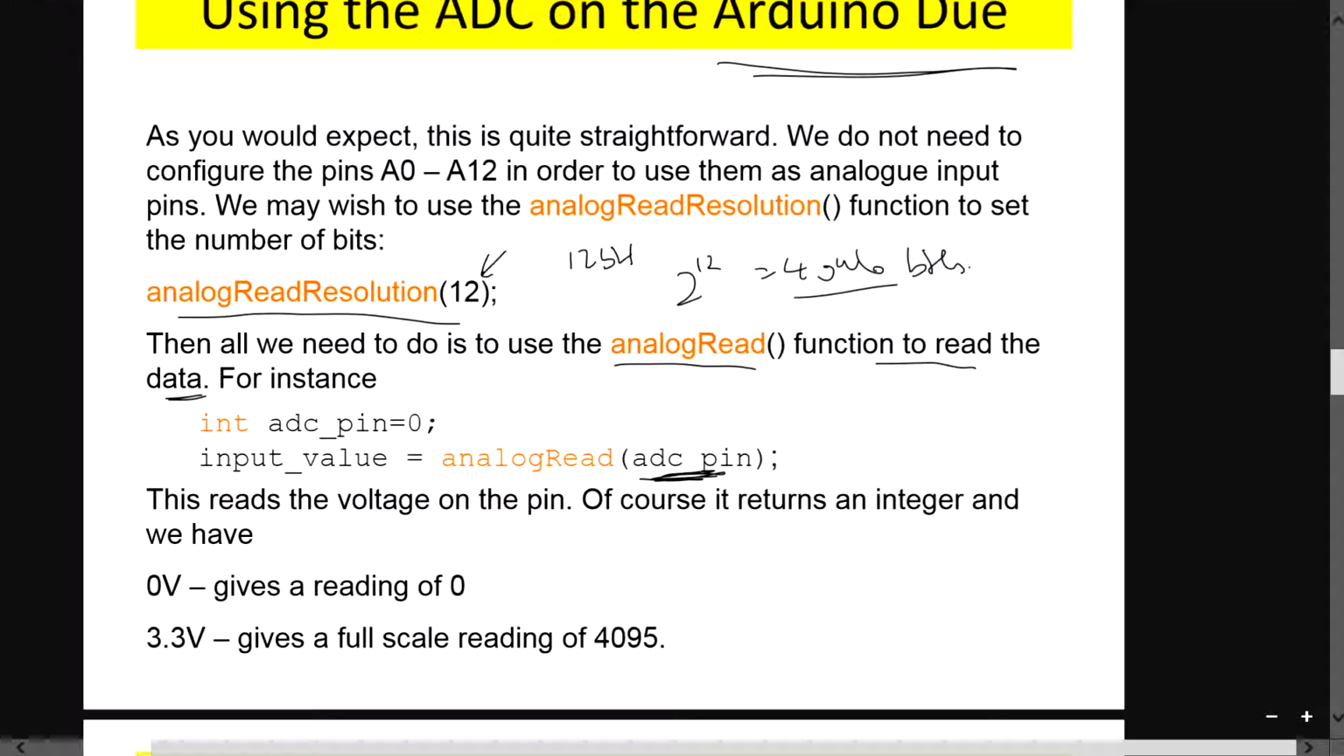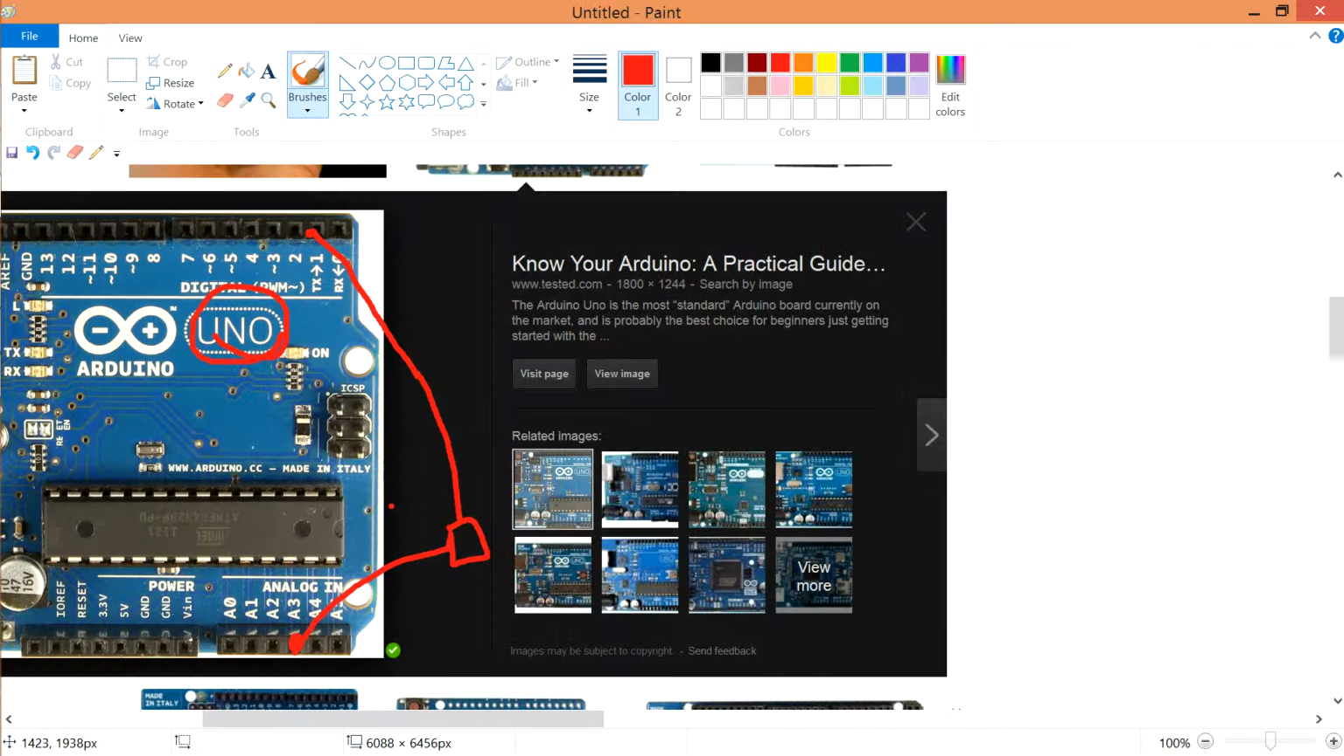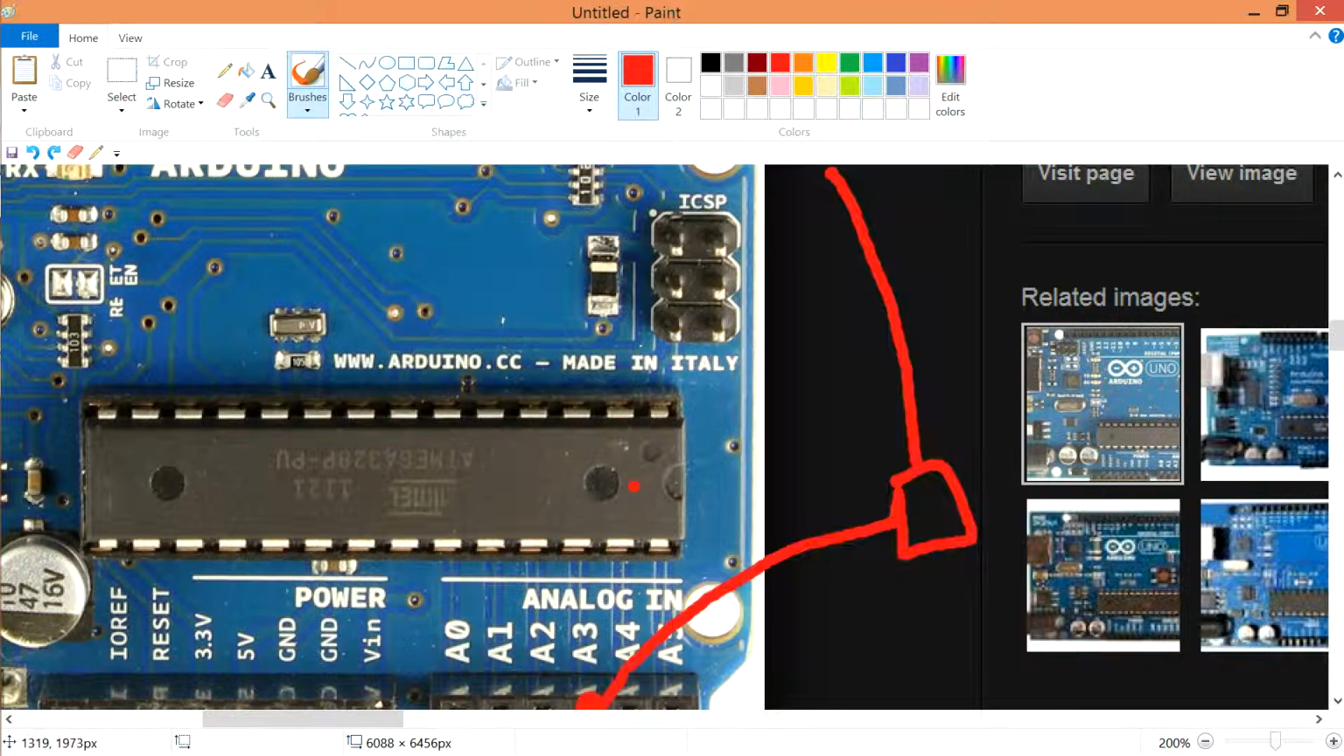Alright, firstly you need to initialize your analog read resolution as 12, so you'll read in terms of 12 bit, which is an average reading speed for your Arduino. Normally on Arduino you use 12 bit, or you can also use 10 bit. But anyway, next you initialize your ADC pin as equal to 0.